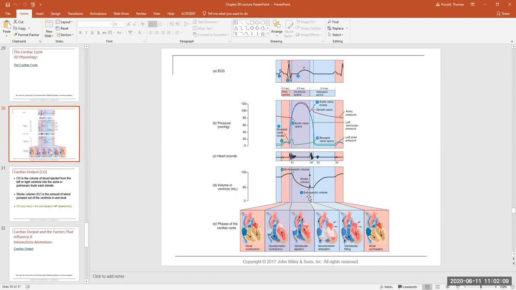When we're vigorously working out, the ESV actually goes down and the EDV actually goes up. So if the EDV number is higher and the ESV number is lower, the difference is greater, which means on one beat, you're going to be ejecting more blood out when you're working out than if you're lying on the couch. And those are some parameters that we have to talk about.